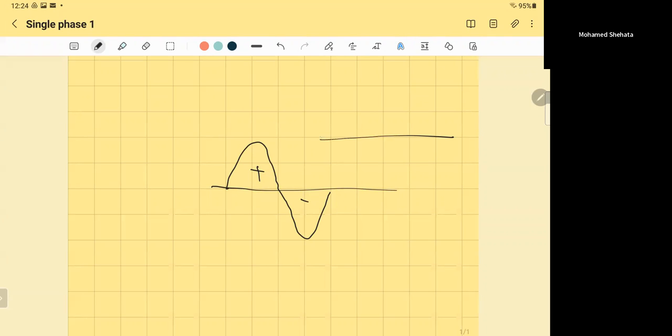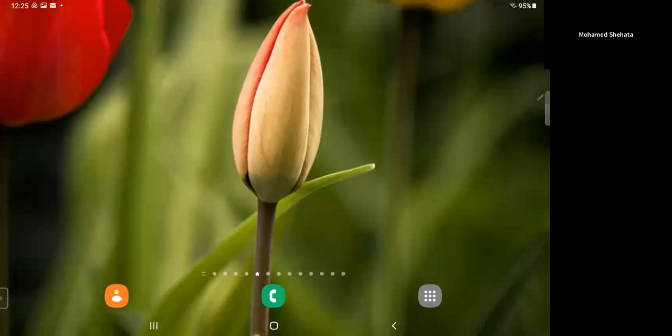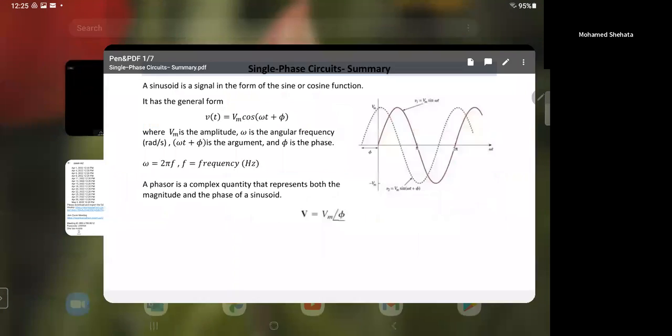But if the voltage looks like that, still a sine wave, but it's above the x-axis, above the time axis. What does it mean? If you find the average, that's the positive, that's the negative, it will give you an average value. It means there is a DC component superimposed with this signal. So the average value in a pure sine wave is equal to 0.